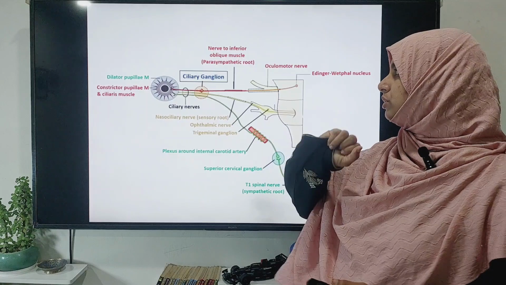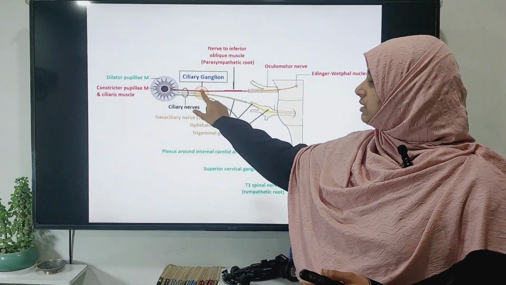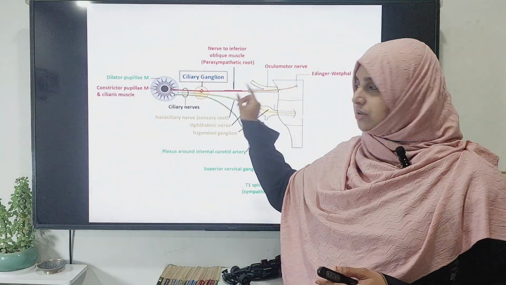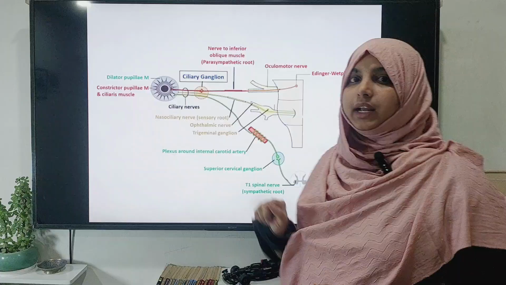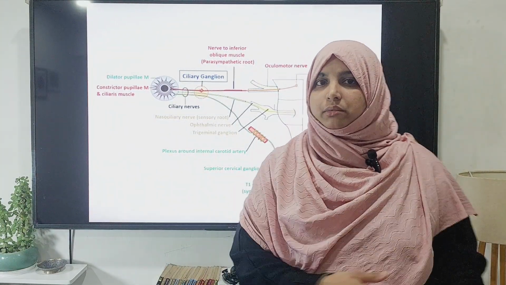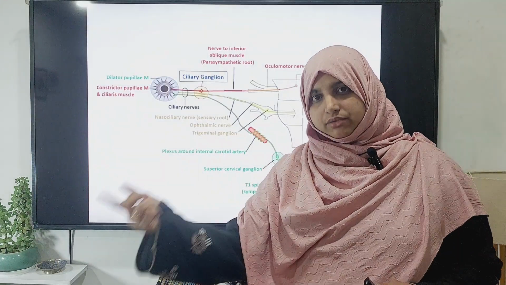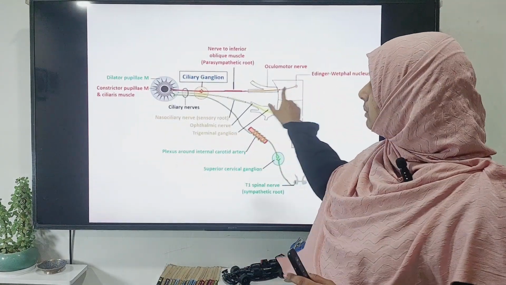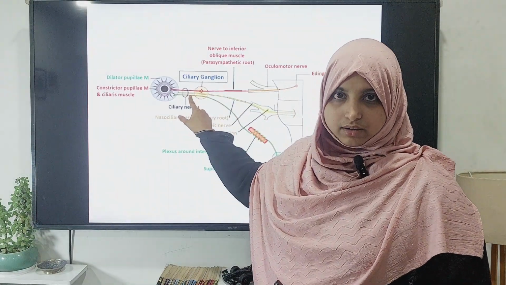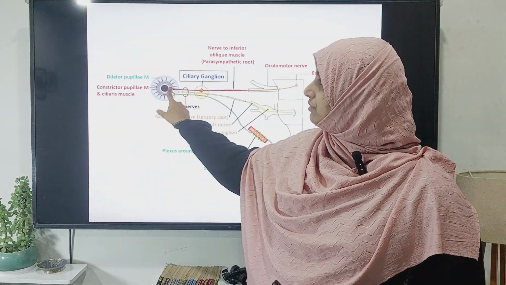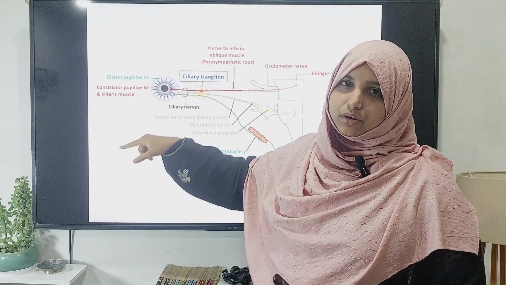And the second thing you should notice is this segment of the nerve till the ciliary ganglion, that is called the preganglionic fibers, meaning before the ganglion, and this portion will be called the postganglionic fibers. In the parasympathetic system, the preganglionic fibers are longer and the postganglionic fibers are shorter. They come close to the organ and then take a relay and then go to the organ.